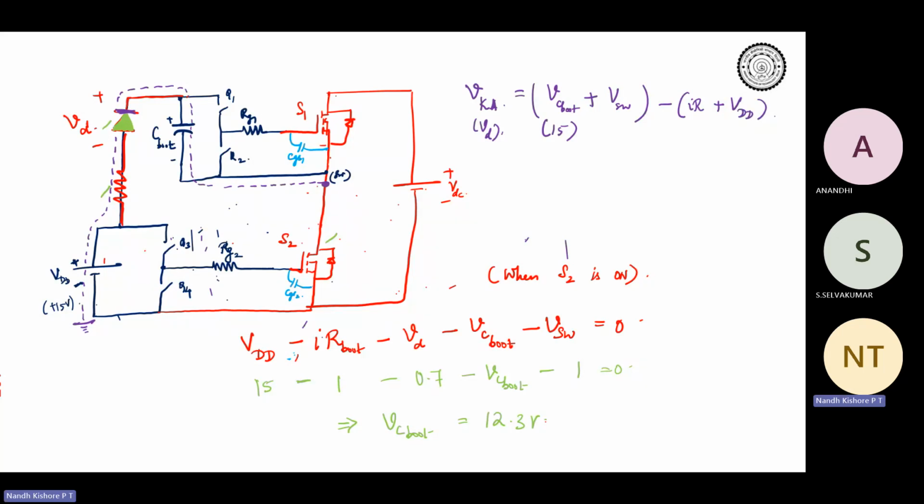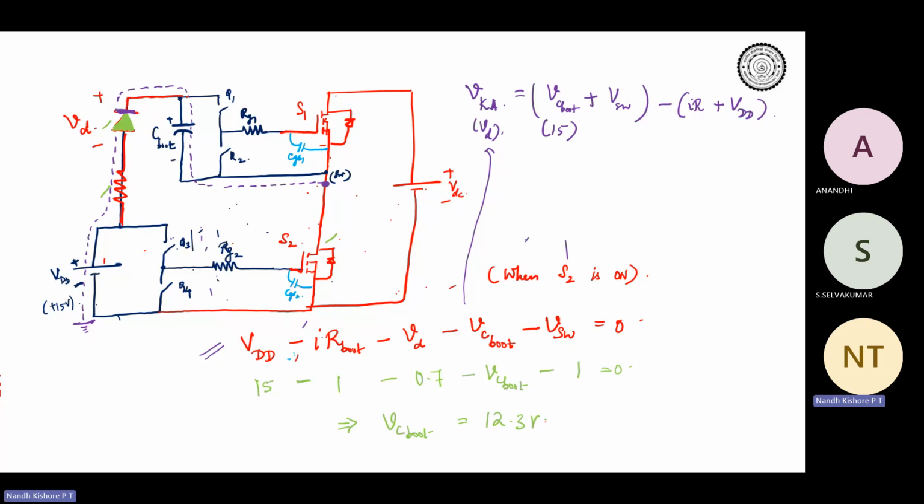Is this understood? Is this fine? I am just rearranging this particular equation. If you see, this particular equation is only coming over here. Is this fine? The voltage across the diode: VC boot plus switching node minus IR plus VDD on the cathode side and anode side.